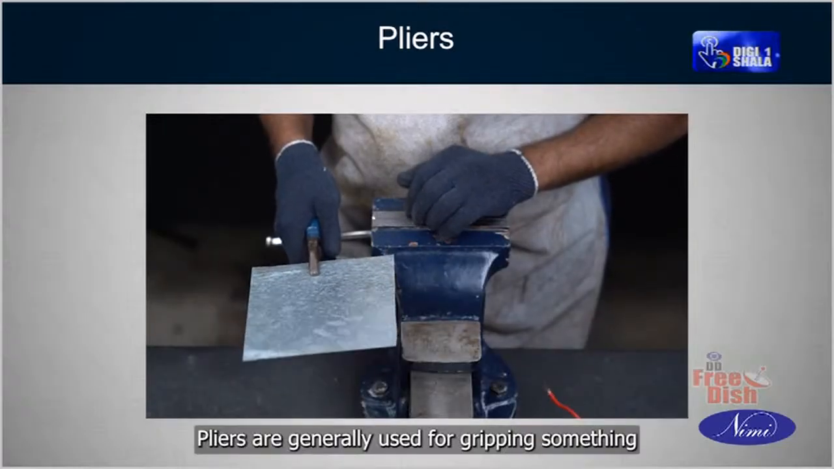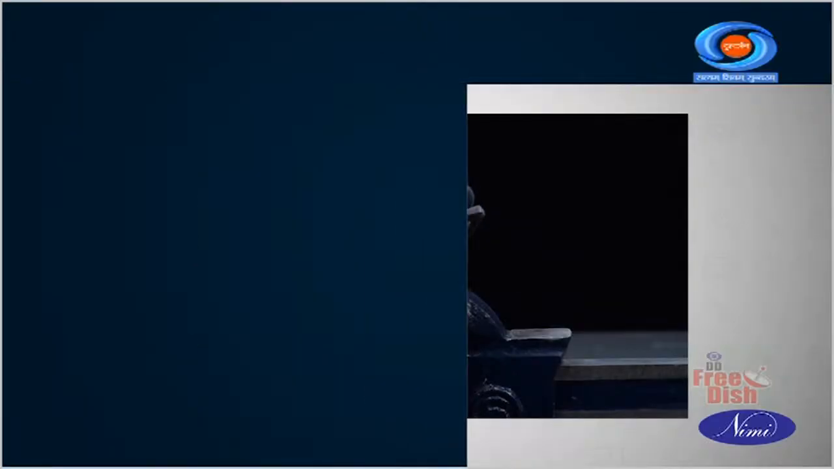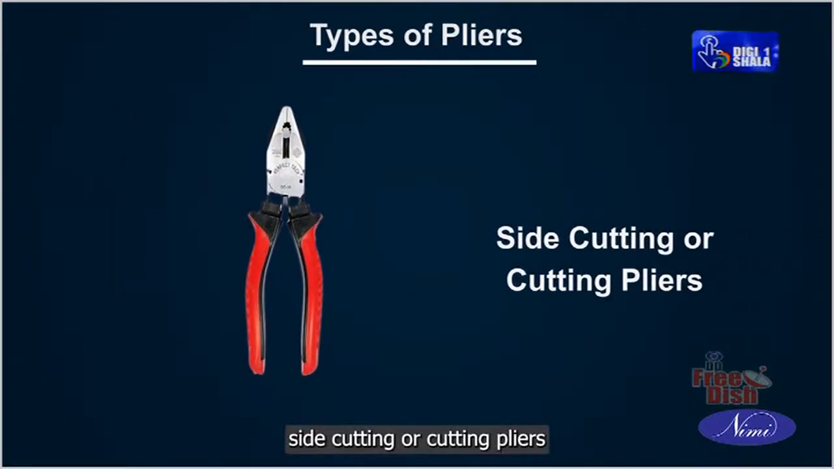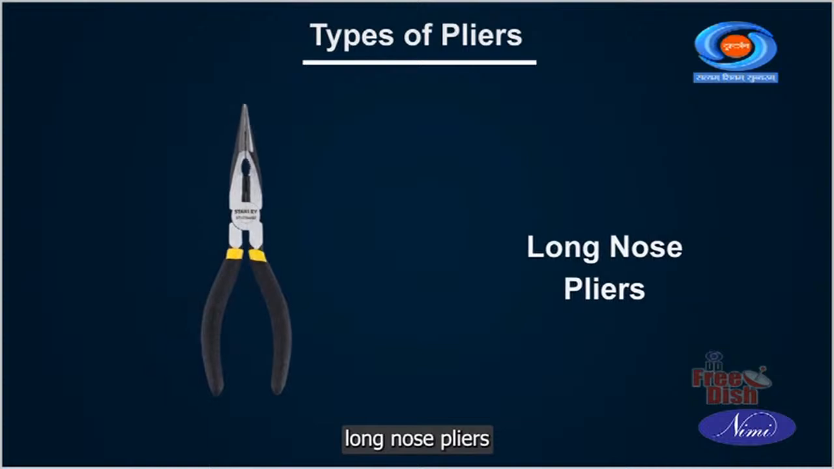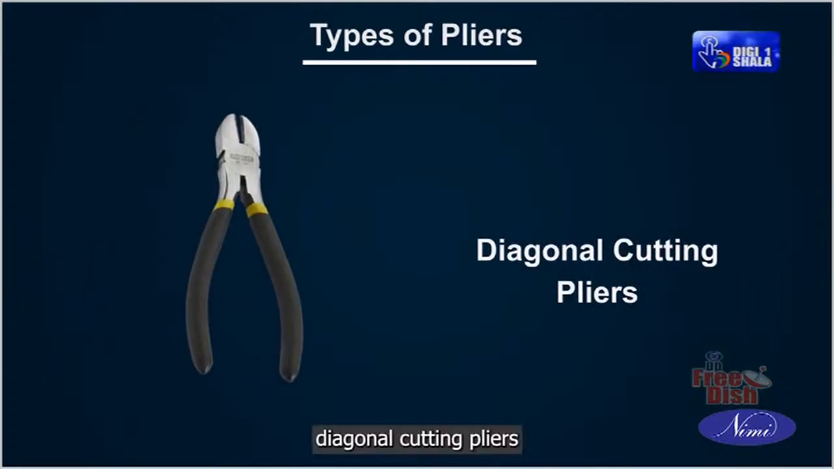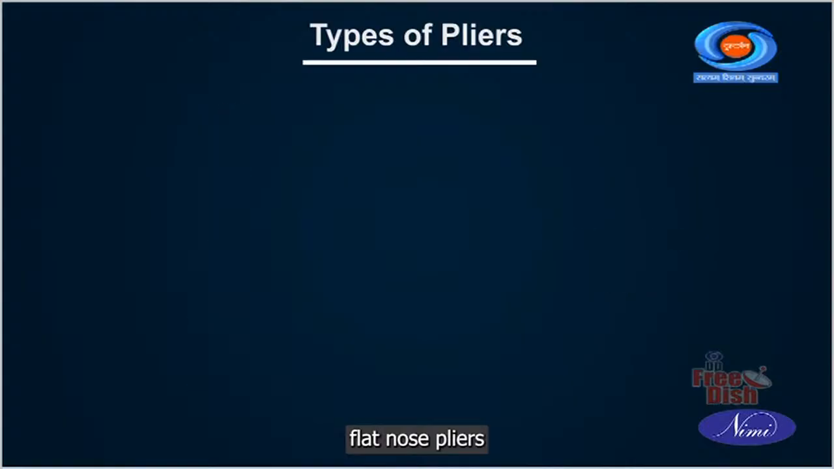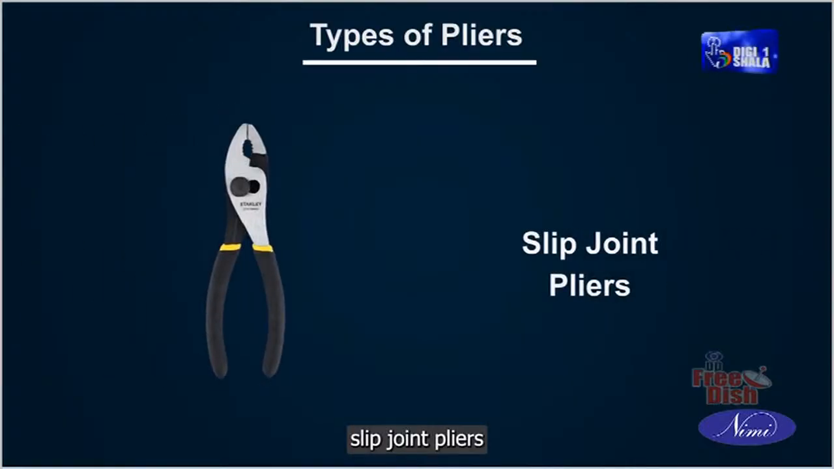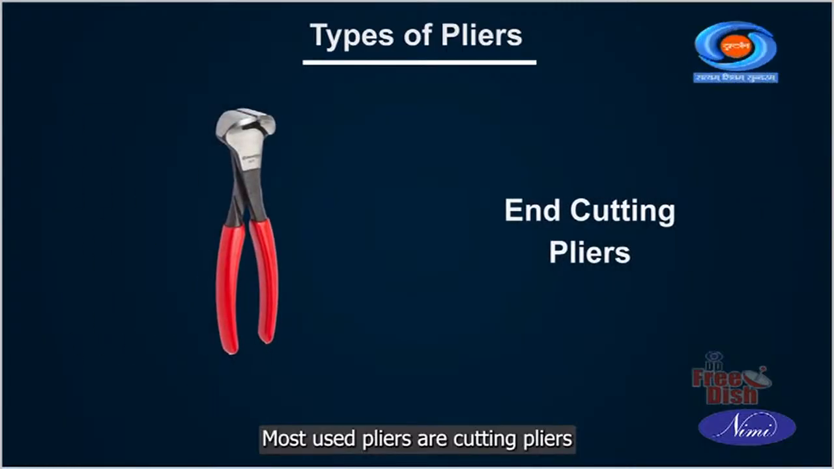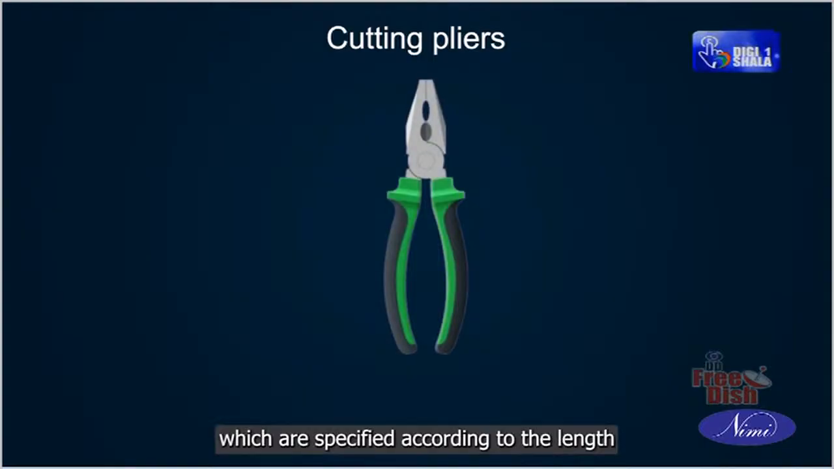Pliers are generally used for gripping something and cutting thin sheets and wires. Common types of pliers are side cutting or cutting pliers, long nose pliers, utility pliers, diagonal cutting pliers, flat nose pliers, slip joint pliers, end cutting pliers. Most used pliers are cutting pliers, which are specified according to their length.